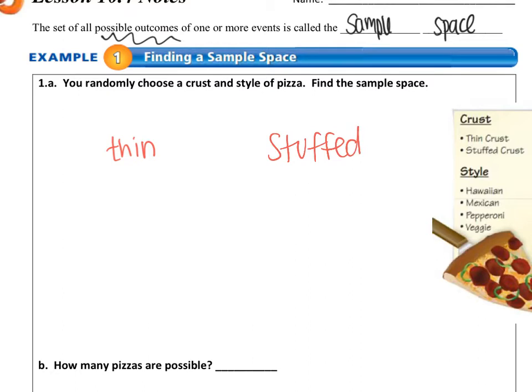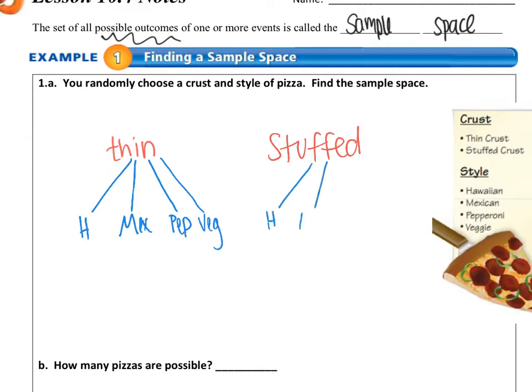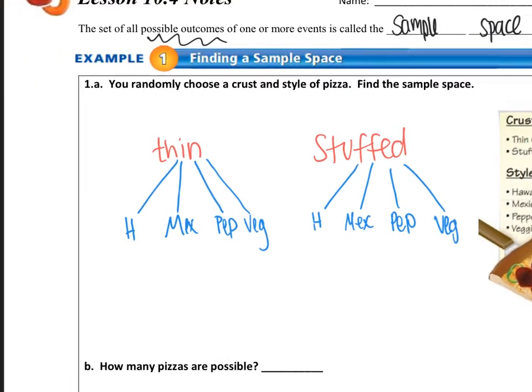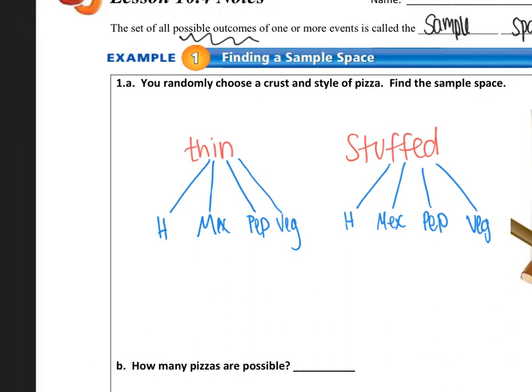Okay, but now with the thin, you can either have a Hawaiian, you could have a Mexican, you could have a pepperoni, or a veggie. Same with the stuffed. You could have a Hawaiian, a Mexican, a pepperoni, or a veggie. Okay, so the first row to this showed you the crust. Okay, so I'm going to just label this crust. And the second one showed you the style.